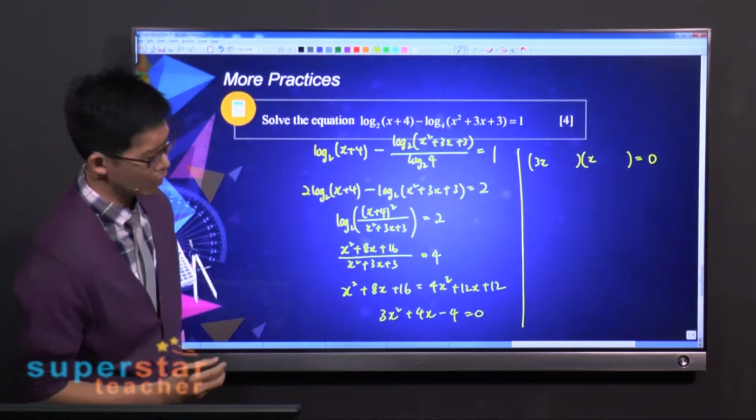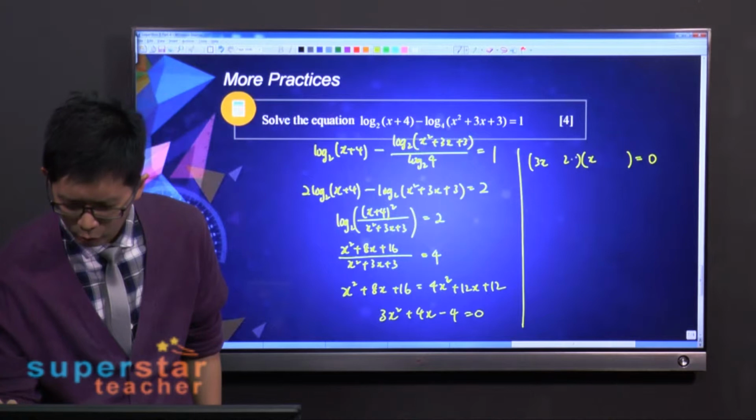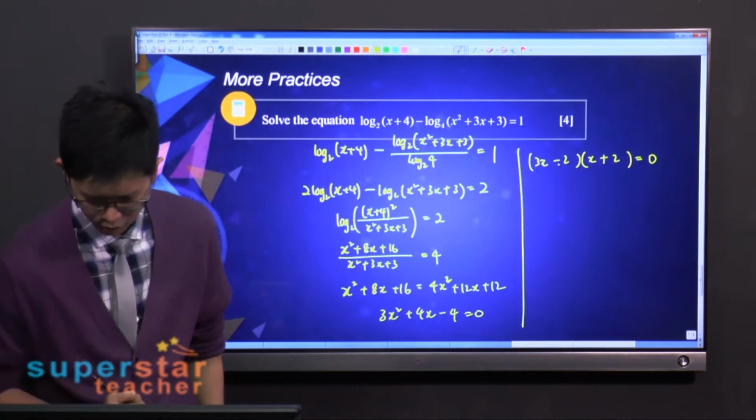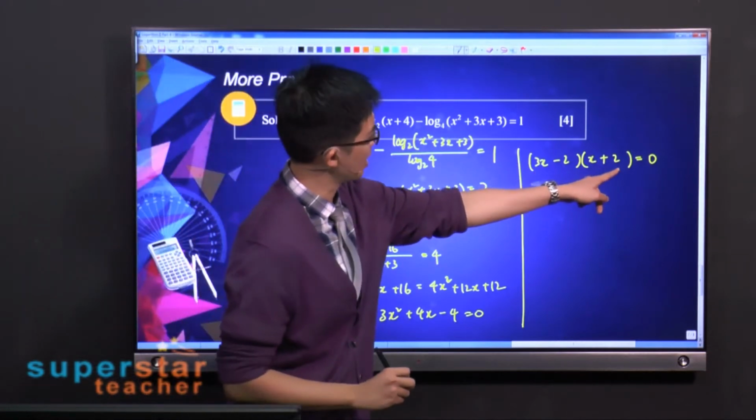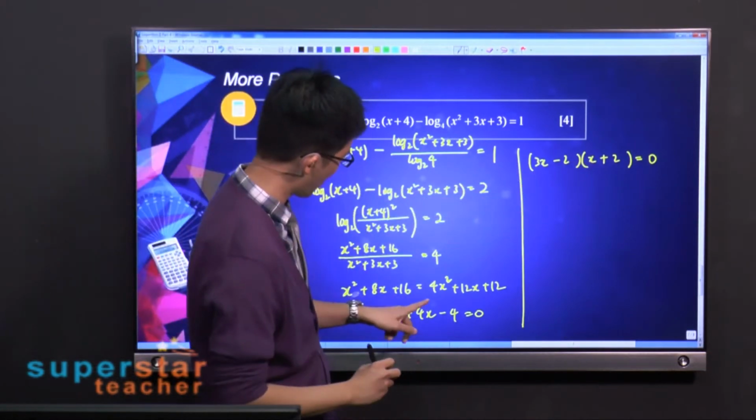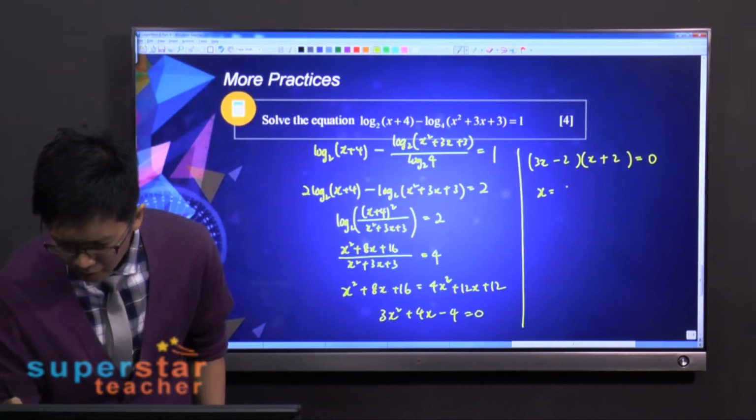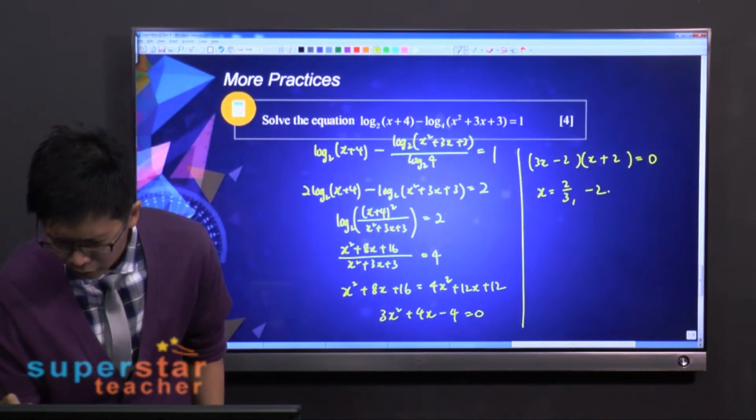So 4 has 4 and 1, or 2 and 2. I think 2 and 2 will work well because I'm going to get plus 6 minus 2. So plus 6x minus 2x gives me the 4x that I needed, and I have a minus 4. Very good. So x then becomes 2/3 or negative 2.